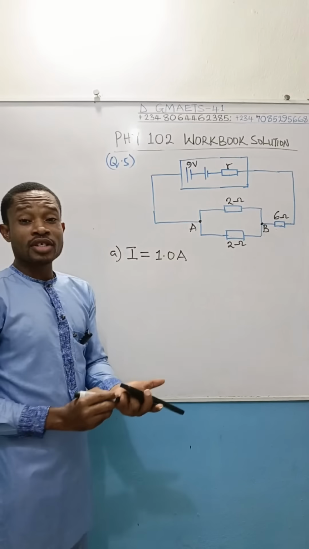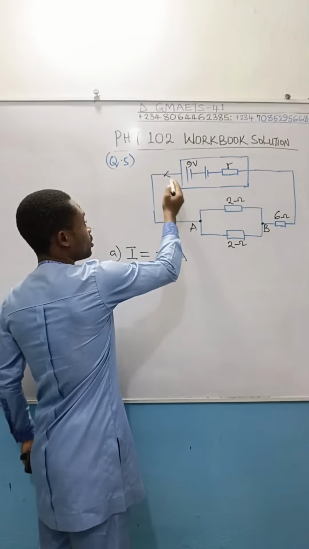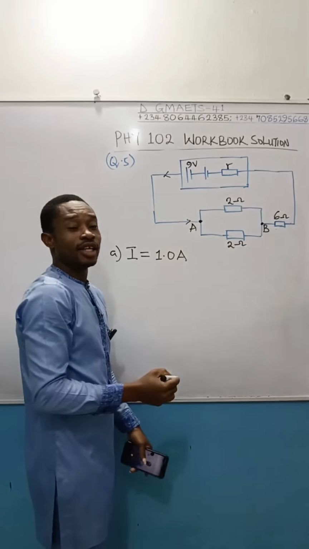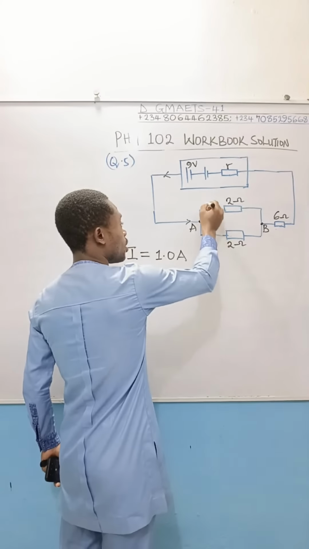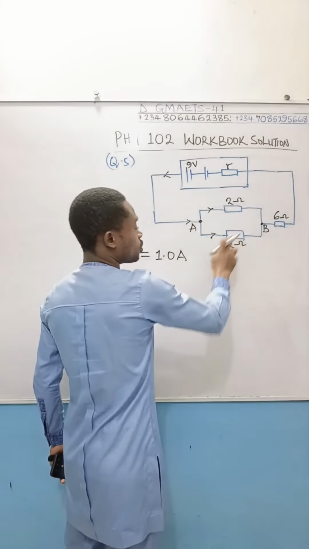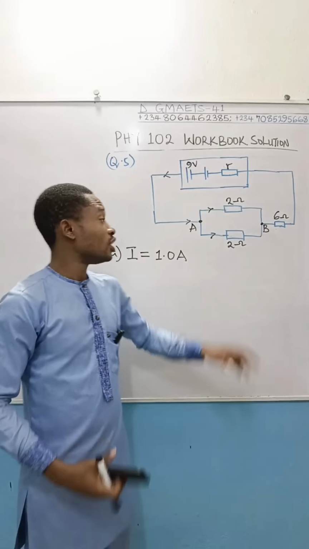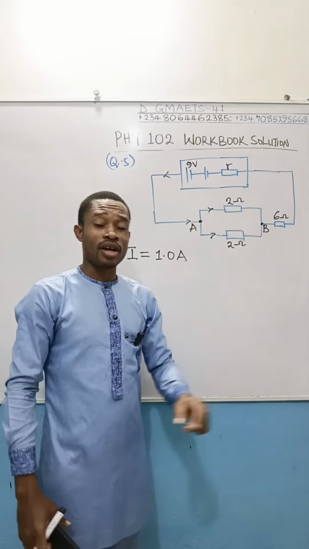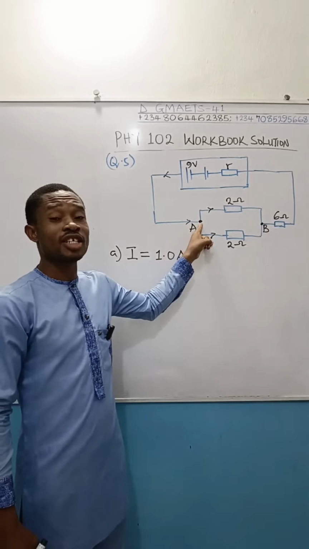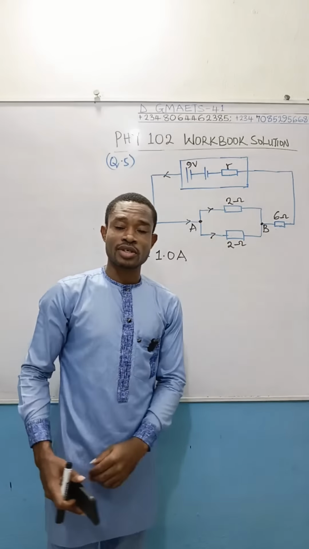So if current is produced in this circuit, the current is going to flow this way. And of course, at this point, the current will branch into two. You have current flowing through this 2 ohms resistance. There's something interesting you want to take note of here. These resistors are connected in parallel. Because they are connected in parallel, current shares. This total current of 1 ampere is going to share at this point A. One part will move through this resistor, the other will move through the other resistor.